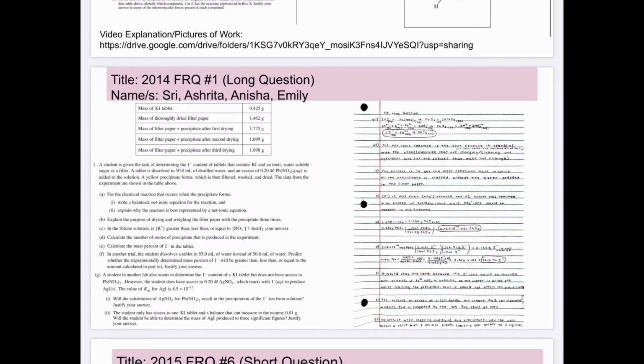So the purpose of drying and weighing the filter paper 3 times was to get the most constant mass so that the percent error will be lower and that no water is also present in the filter paper.